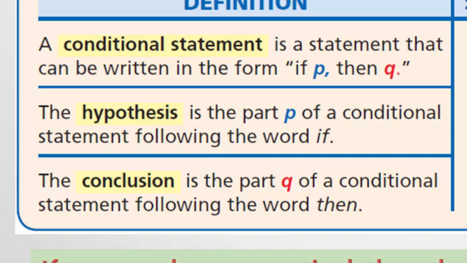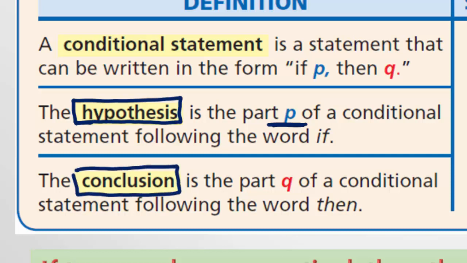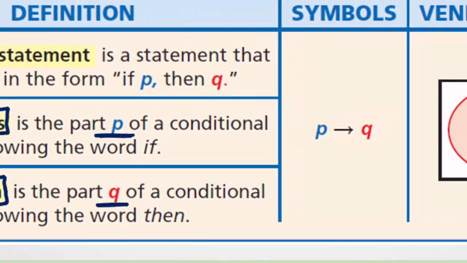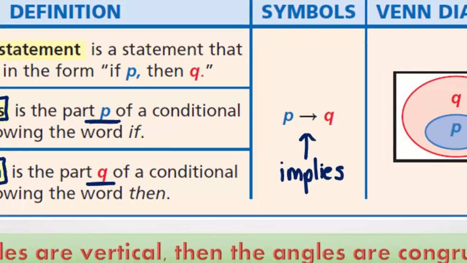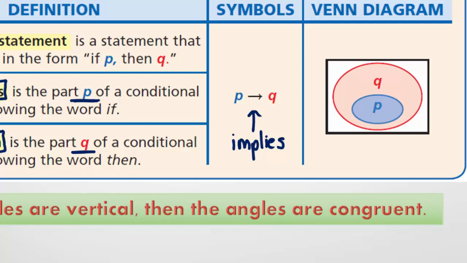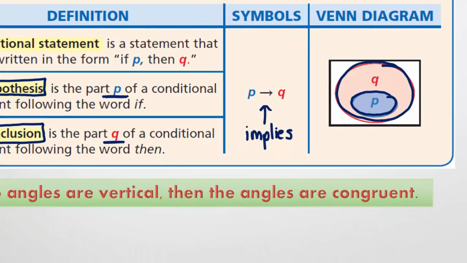The first part of the conditional statement, the part that follows the if, is what we call our hypothesis, and that's represented by the letter P. The second part, the part that follows the then, is what we call our conclusion, and that is represented by the letter Q. So oftentimes we will write P implies Q. If P happens, then Q will happen. We can also represent it with a Venn diagram, where P is a smaller subset of things, so if this happens, then Q, this larger thing, will happen.